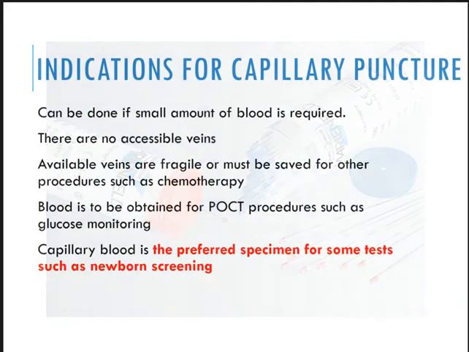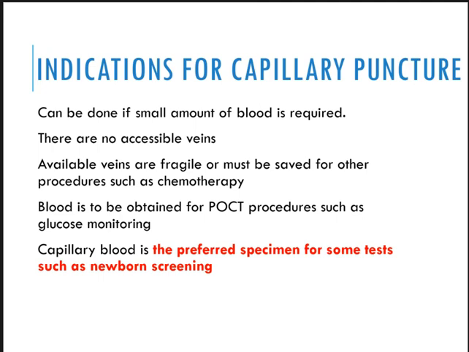And then next up, we have our indications for capillary puncture. So it can be done if a small amount of blood is required. Okay, that's also a good choice for infants, because infant venipuncture is difficult and can damage veins. They can also be injured by the restraining method used for venipuncture. And also infants have a small amount of blood. So usually when we remove 10%, it can lead to anemia and threaten the life of the patient.